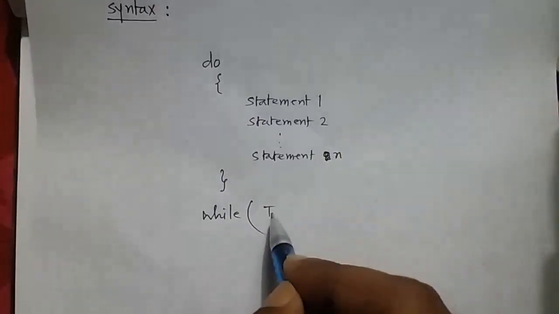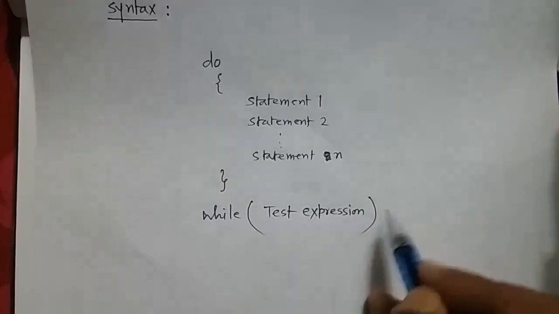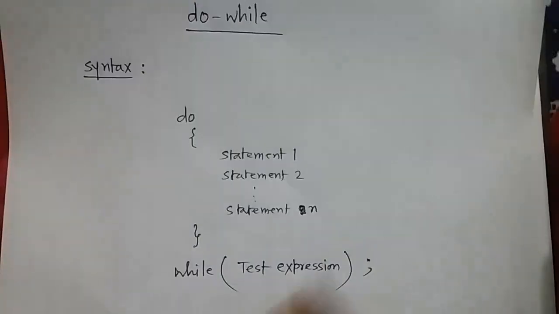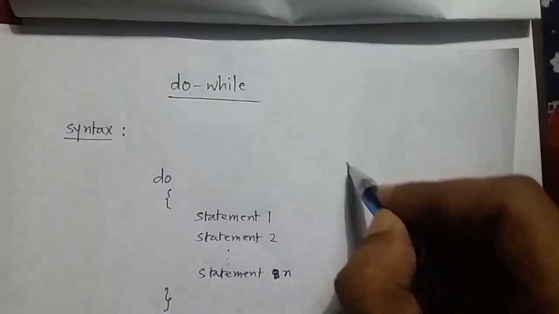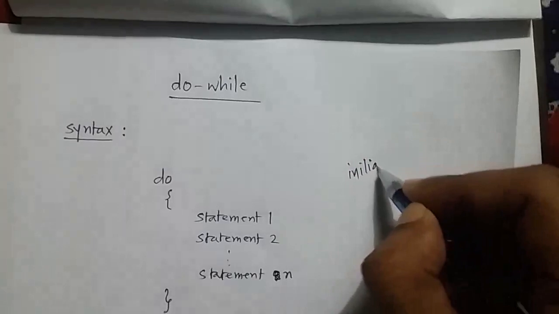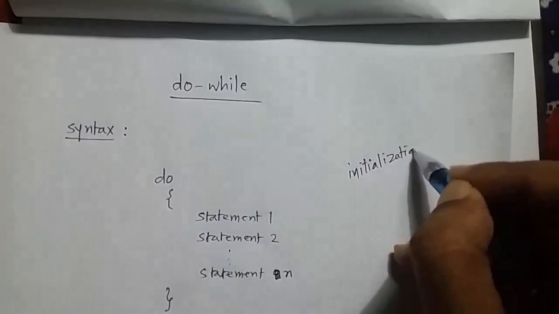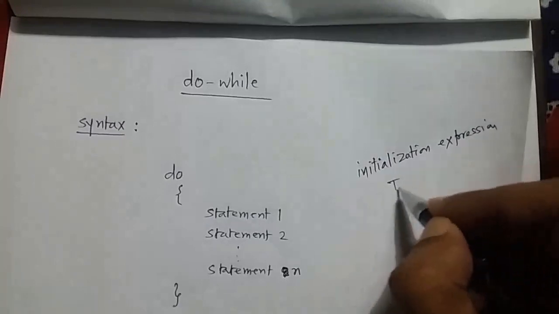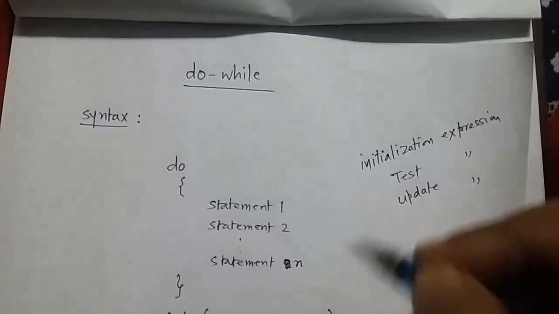and here test expression, and then one semicolon. So here one noticeable thing is that in case of for loop we wrote three things, that is initialization expression, three elements that control a loop. Another one we wrote test expression, and another one we wrote update expression, isn't it? Increment or decrement, whatever it is.